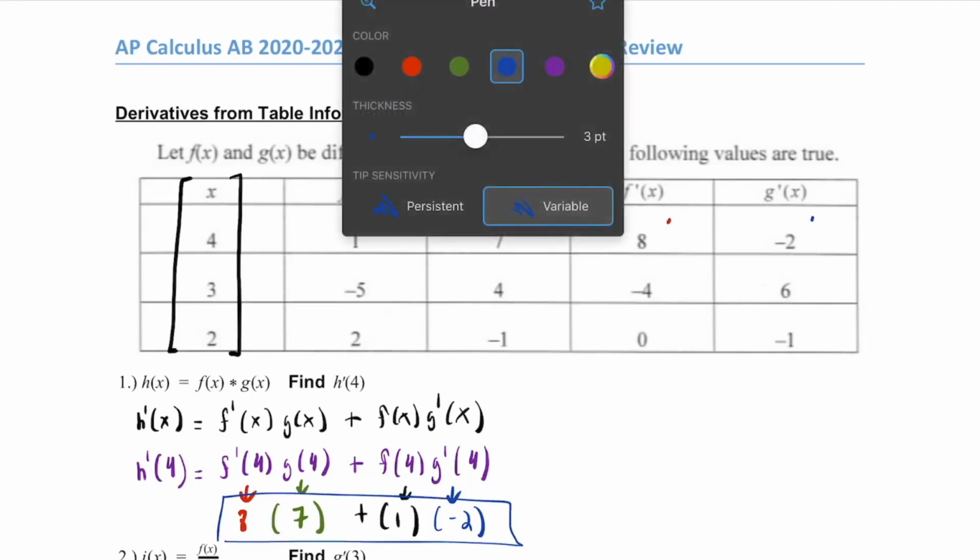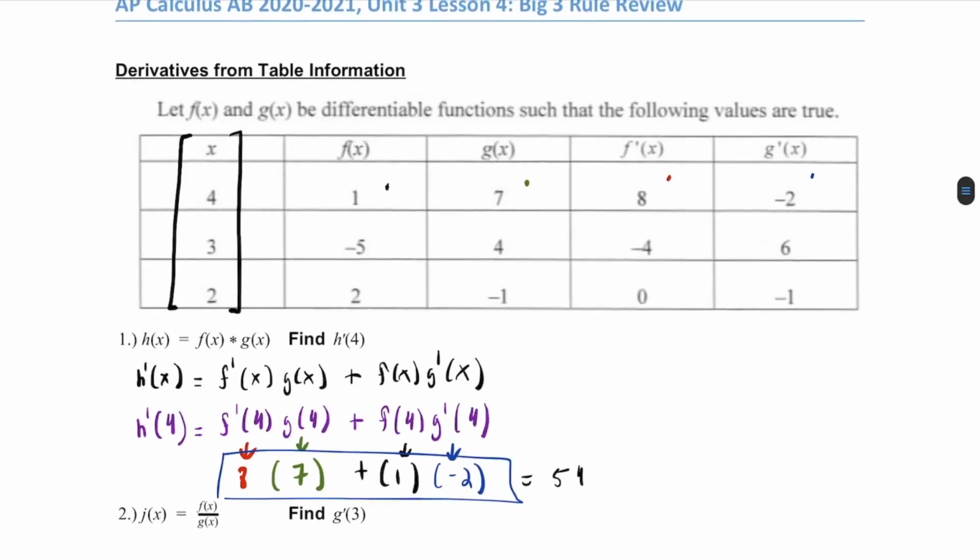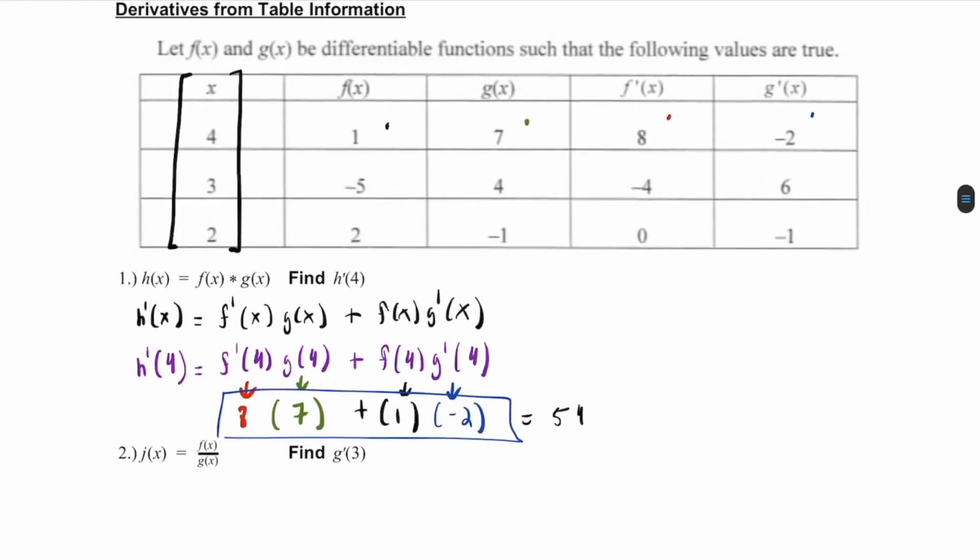You could stop there. You could also say, okay, that's not that bad. That's 56 minus 2, that's 54, but no reason to risk it if you don't have to. Just a couple more to get this idea solidified.